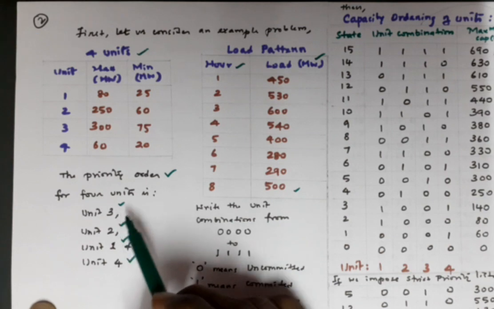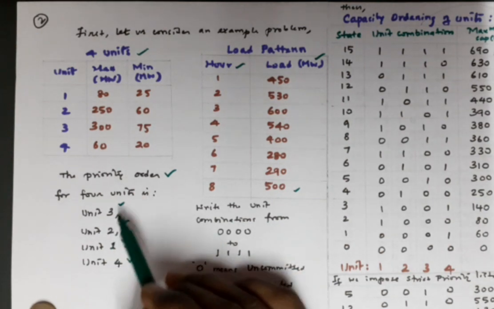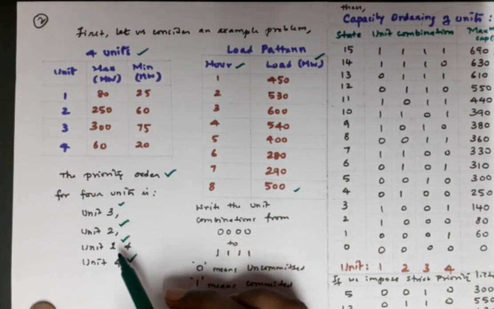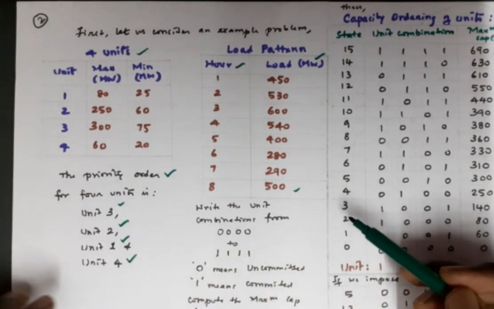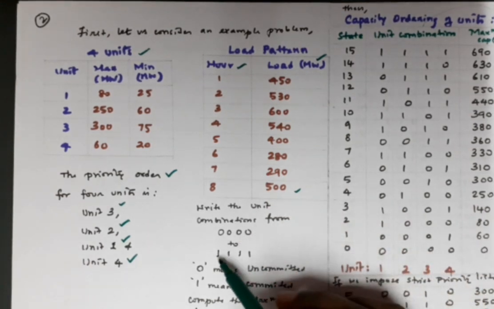So let us assume that the priority ordering comes as 3, 2, 1, 4. So this we have already discussed. How to arrive at this priority listing we have already discussed in the previous session. Now you write the unit combinations from 0000 to 1111.